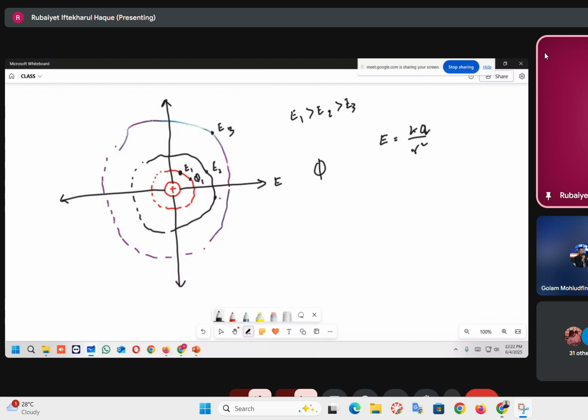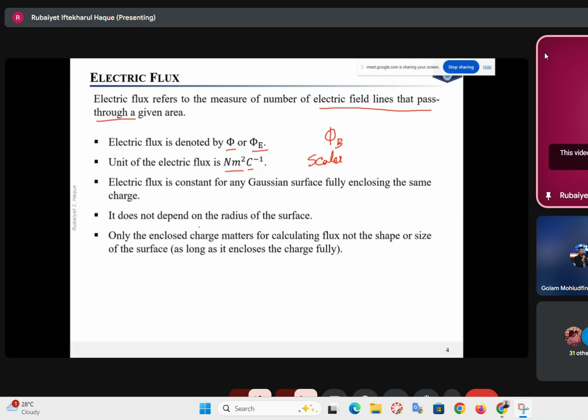আমরা সূত্রের মাধ্যমে পরে দেখব কেন এটা কাজ করে। তো ফ্লাক্স ওয়াইজ, if the same amount of charge is enclosed by different Gauss surfaces, they will experience the same flux, but they have a different electric field on the surface due to their shape and size. That is the difference. Only the enclosed charge matters for the calculation of the flux, not the shape or the size. That's the main idea of this part.